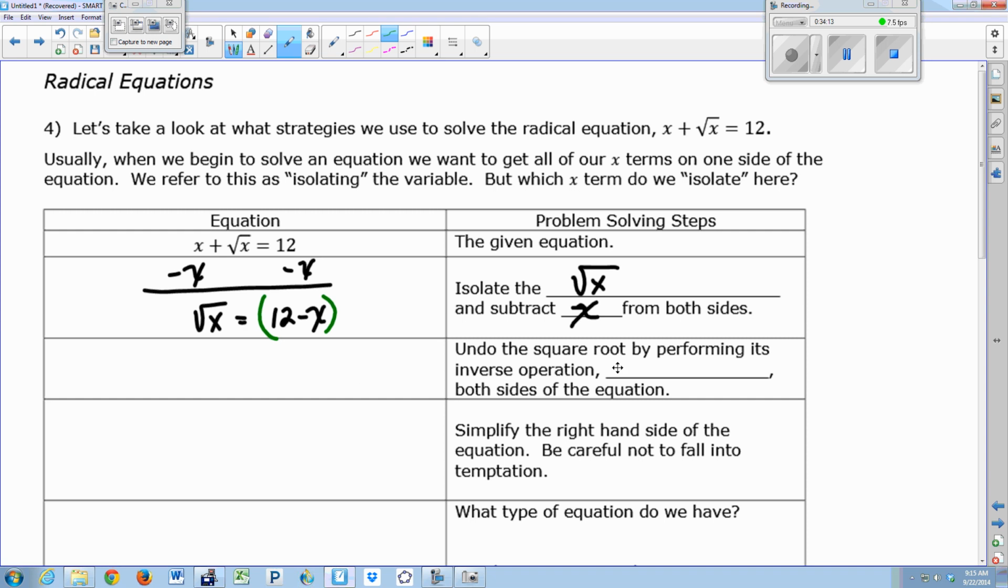So to undo the square root, you perform its inverse operation, which is to what? How do you undo square rooting something? You square it. Now this is where you'll see in the end why we have to be a little careful, because once we square this thing, we square both sides. That's why you have to have that second side in parentheses, because you have to square the whole thing, 12 minus x. When you square this, you're right back to x.